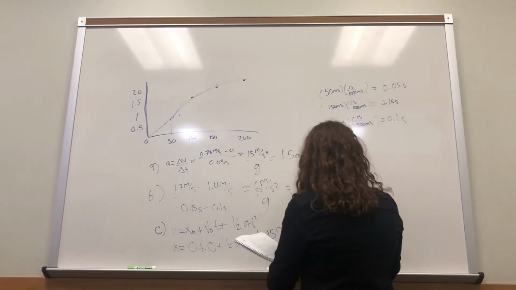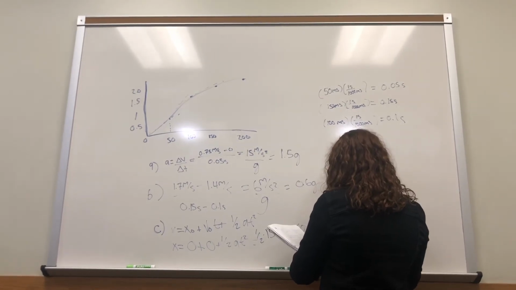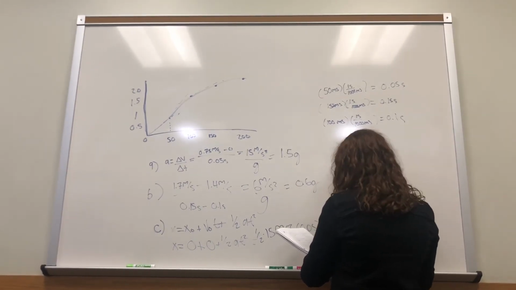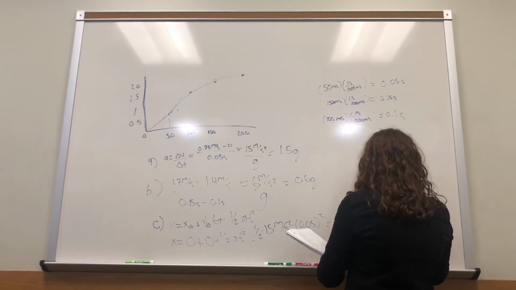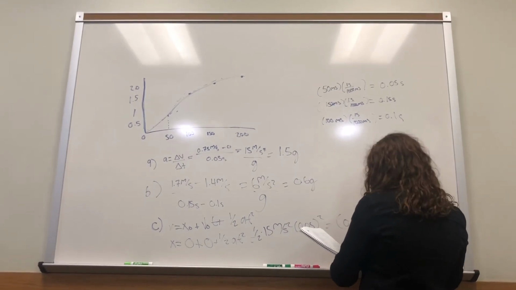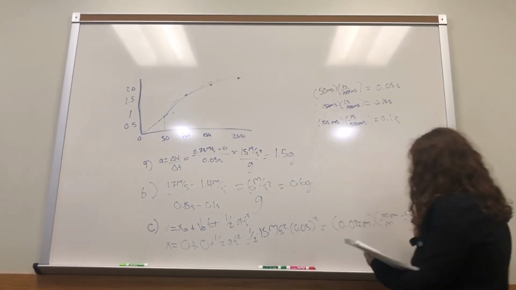And so we get 0.0225 meters is our distance. But we're going to convert that to centimeters. So we get approximately 2 centimeters.